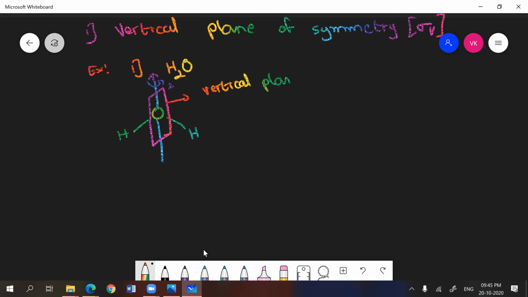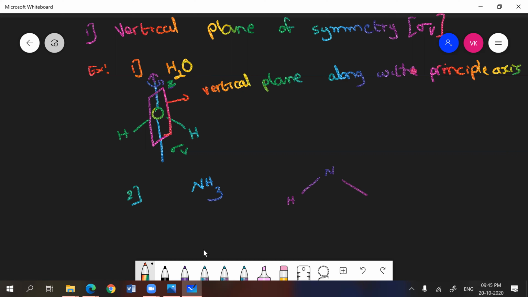What is the definition of vertical plane of symmetry? It will be along with the principal axis. The very simple thing, you just observe whether this plane is going along with the Z axis, that is the principal axis, then we can say it is a vertical plane. And the second one, you can say, ammonia. Ammonia also has vertical planes.